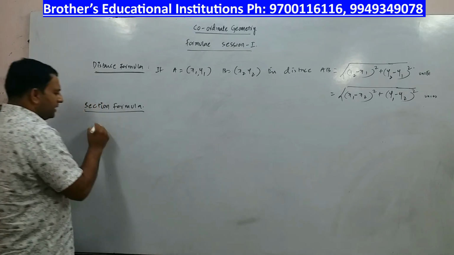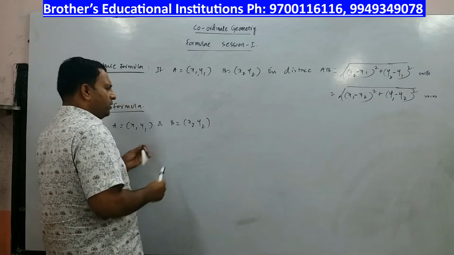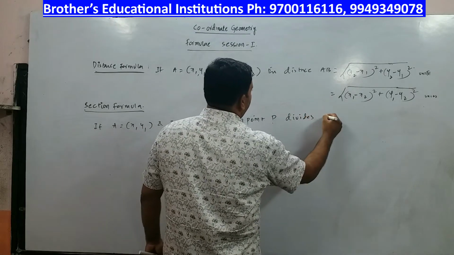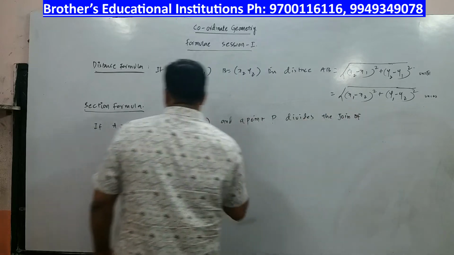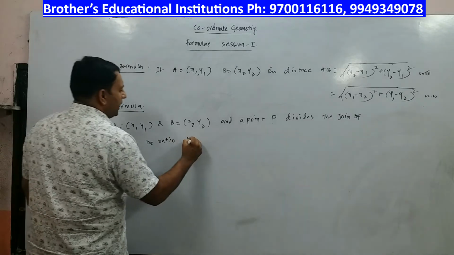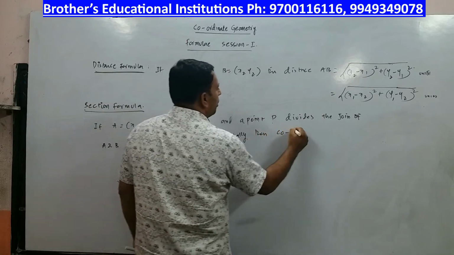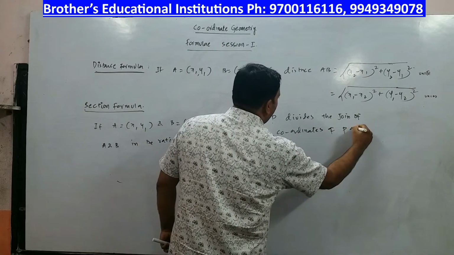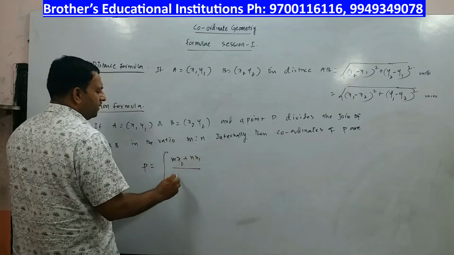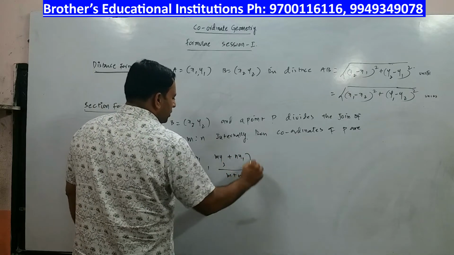Now, the first section formula I am going to deal with is: if A is equal to (x1, y1) and B is equal to (x2, y2), and a point P divides the join of A and B in the ratio m is to n internally, then the coordinates of P are P is equal to (m x2 plus n x1) by (m plus n), comma, (m y2 plus n y1) by (m plus n). So this is the formula you have to learn by heart.